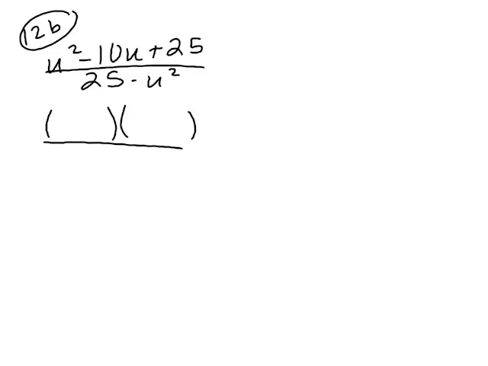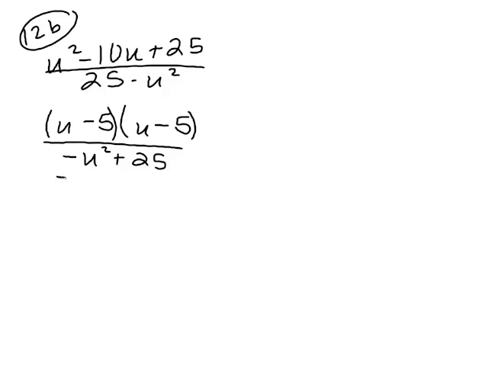So what times what is u squared? u. And then factors of 25 that are going to get me to 10 are 5 and 5. I have a negative 10u, which means these both need to be negative. So I'll have u squared minus 5u minus 5u. There's my negative 10u. And then a positive 25. Then down on the bottom, it's really negative u squared plus 25.